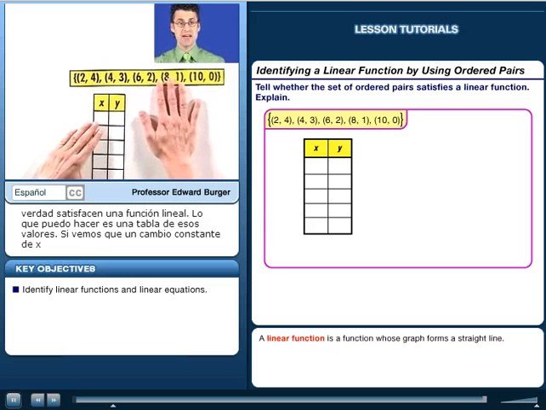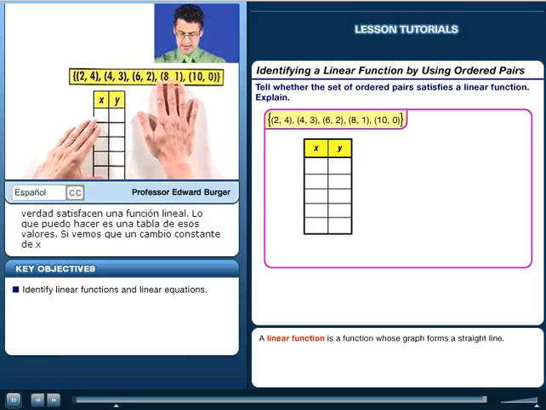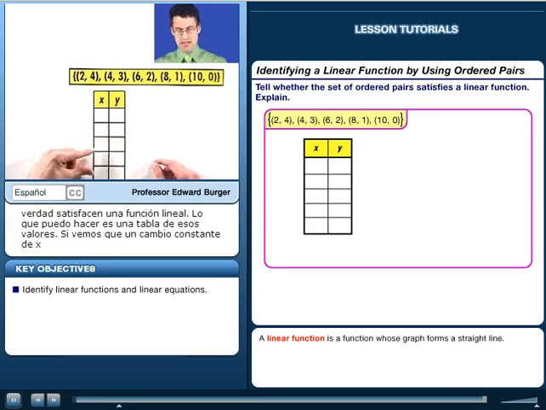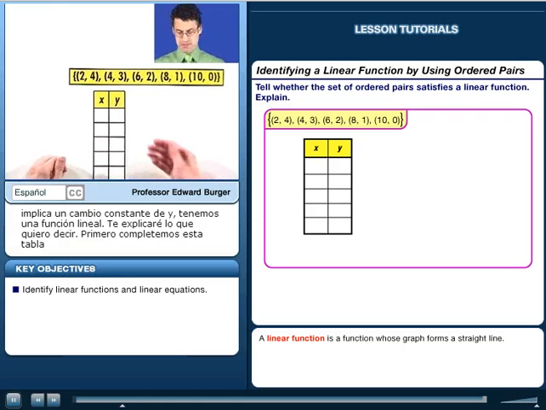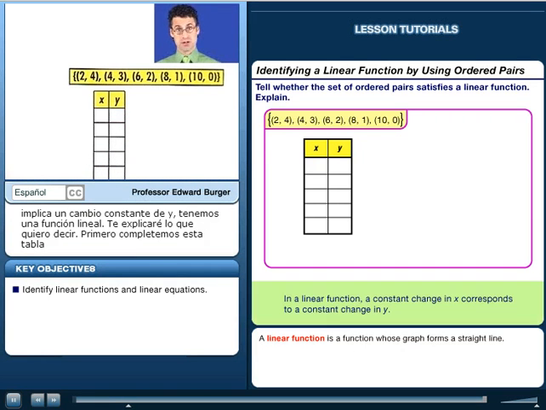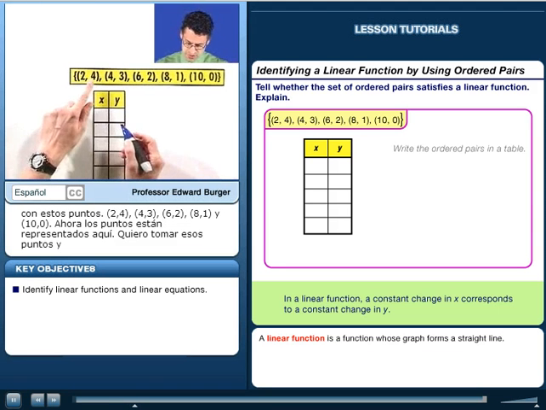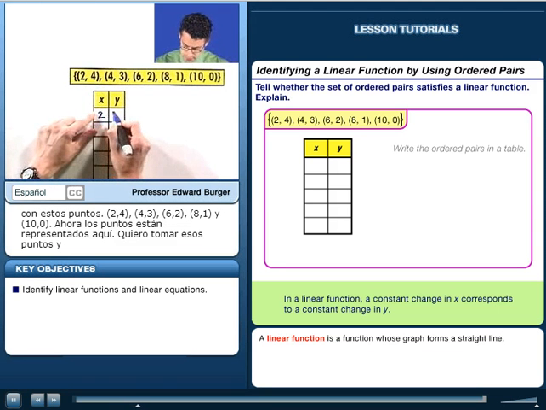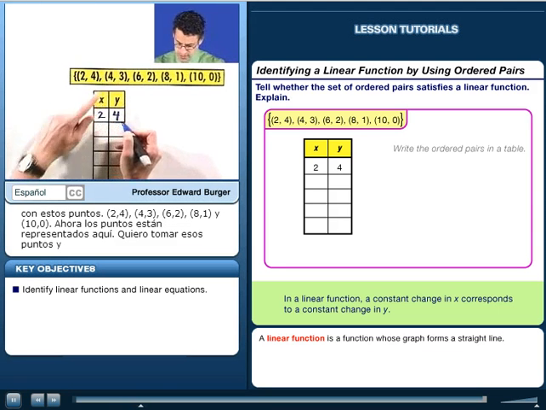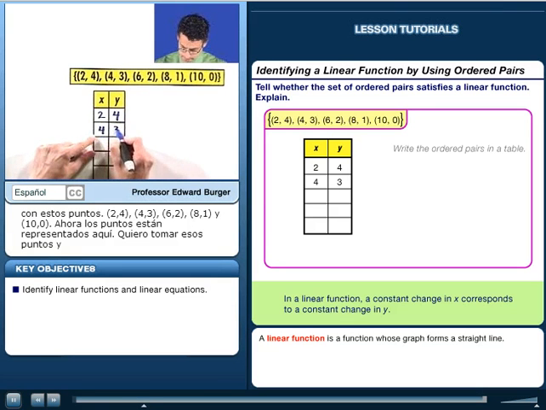And then it turns out that if we see that the change in x being constant implies that the changes in y's are constant, then in fact we have a linear function. Let me show you what I mean. So let's just first of all fill in this table with these points. So 2, 4, 4, 3, 6, 2, 8, 1, and finally 10, 0.